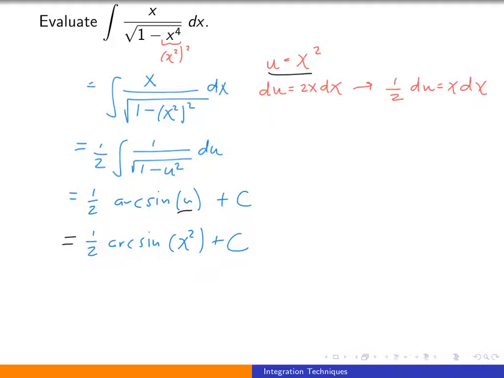Now, a good big picture observation to make here is that at first there may not have been an obvious substitution, but thinking about what could be a good thing to play the role of the du, x dx, that led us to think about the substitution x squared. So that can always be a good perspective.